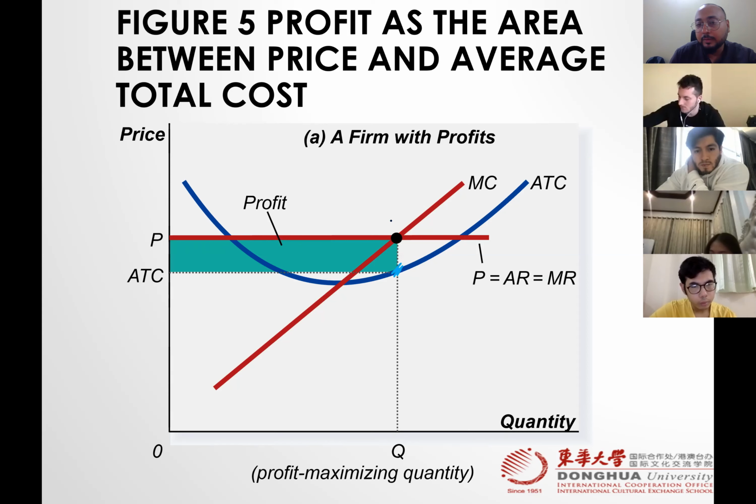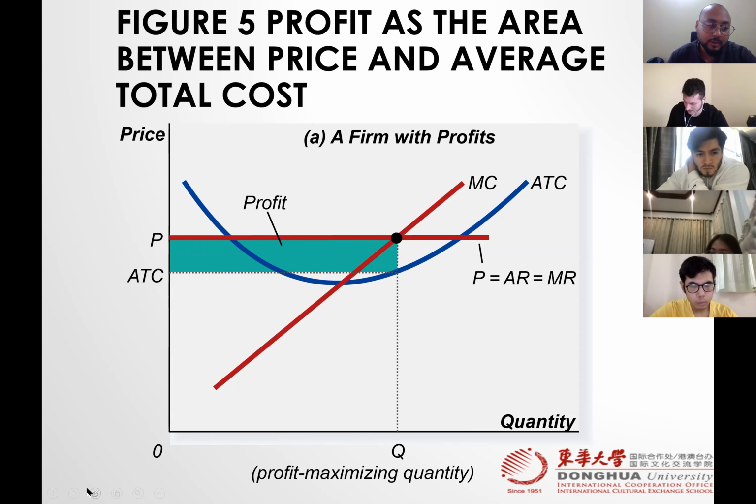Profit is, this is average total cost. This is MC equal to MR. From this point, we find out the price because MR is equal to price, right? And this is the ATC. So this rectangular shape is the profit, right?